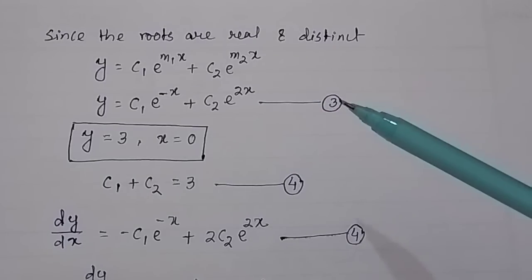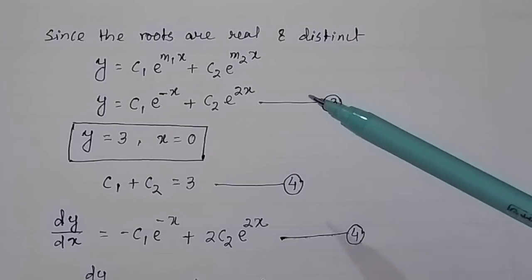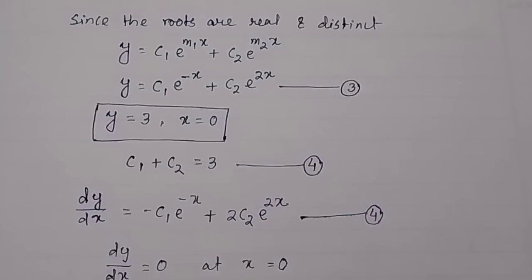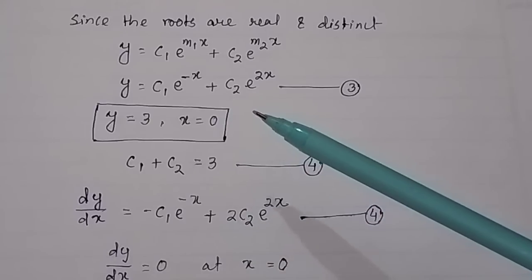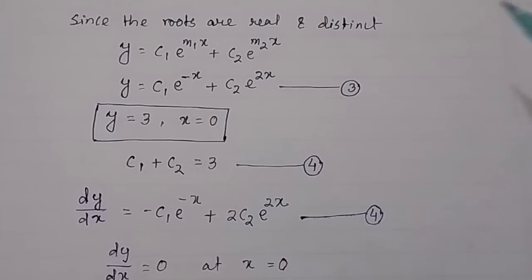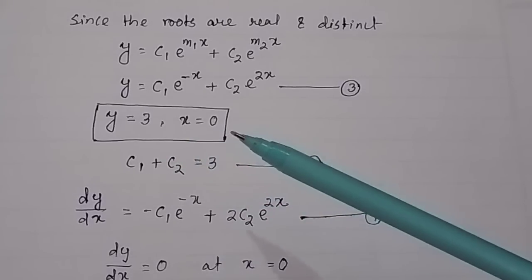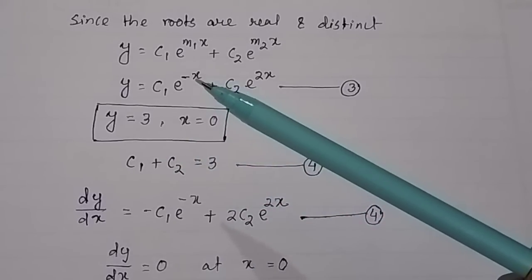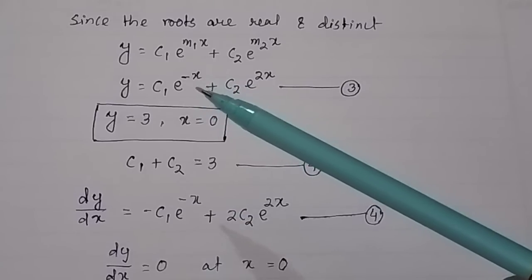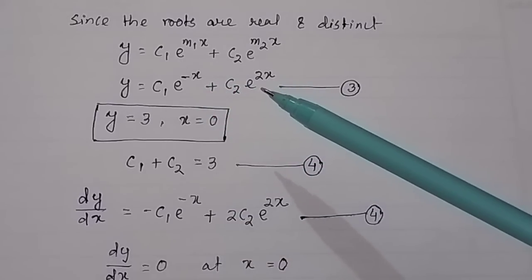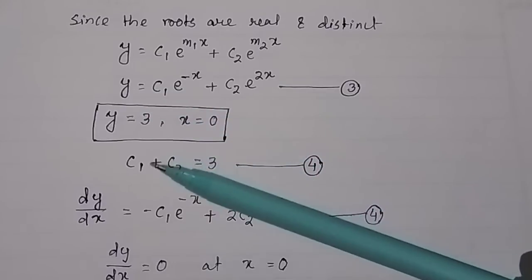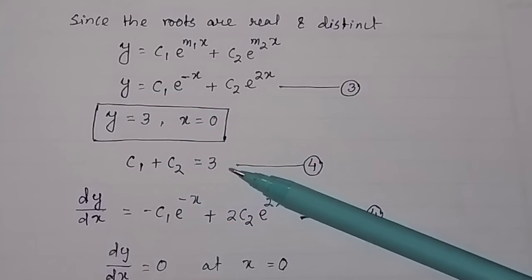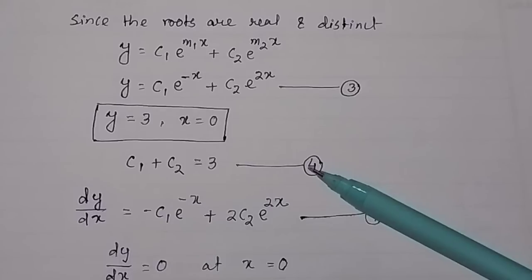Suppose this is equation number 3, and here we can find out the values of the constants, that is c1 and c2, by applying the initial conditions, and the conditions given are y equal to 3 when x equal to 0. So if you put x equal to 0 here, e to the power 0 will be equal to 1, and e to the power 0 will also be equal to 1. So c1 plus c2 will be equal to 3, because the y value is equal to 3. So c1 plus c2 is equal to 3. So this is equation number 4.